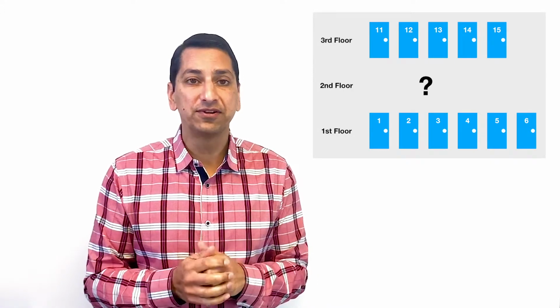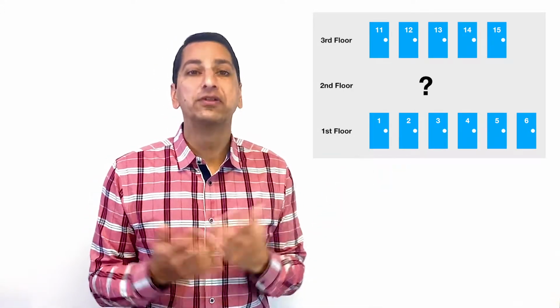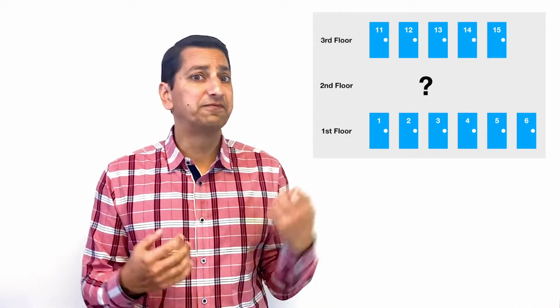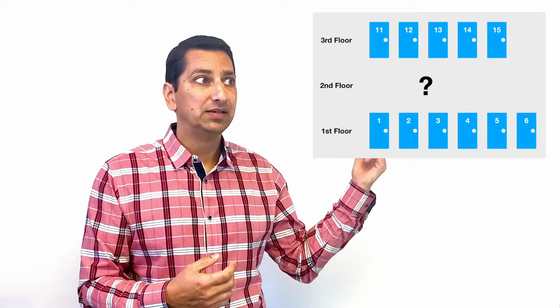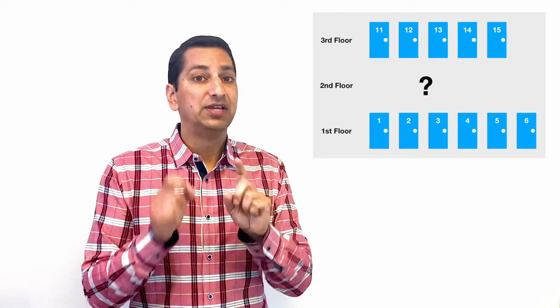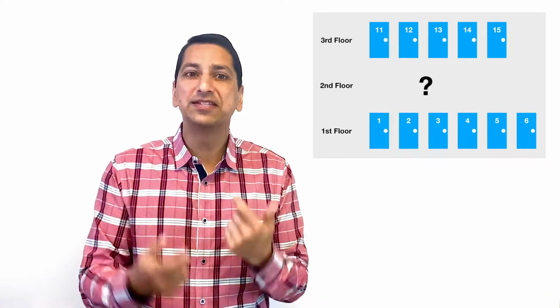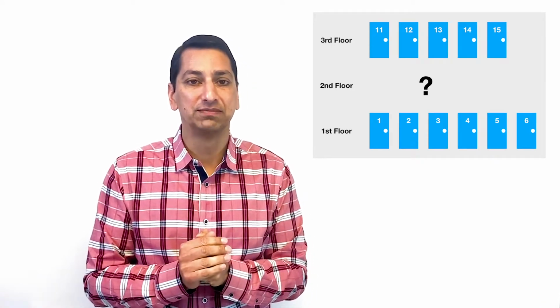Excellent. I noticed that there's 5 doors on the third floor. How do you know? I counted them. Great. How do you know? I subtracted 15 minus 11. Oh, that's 4. That's strange. So we'd have to talk about that. So this is going to lead to some good mathematical conversations.